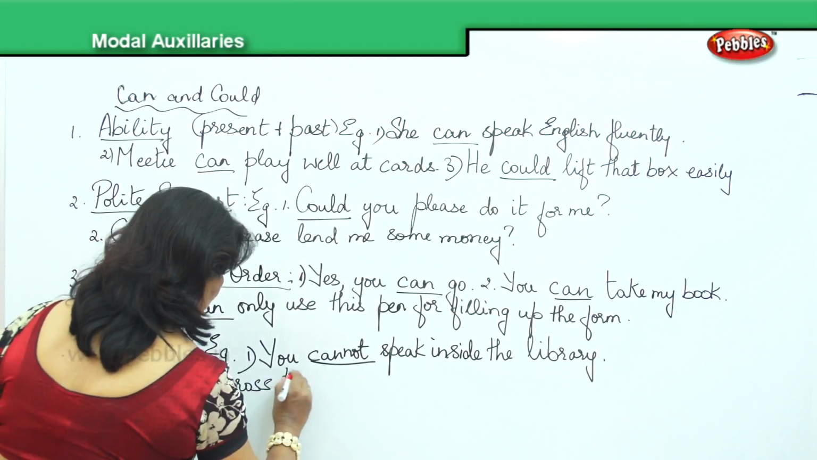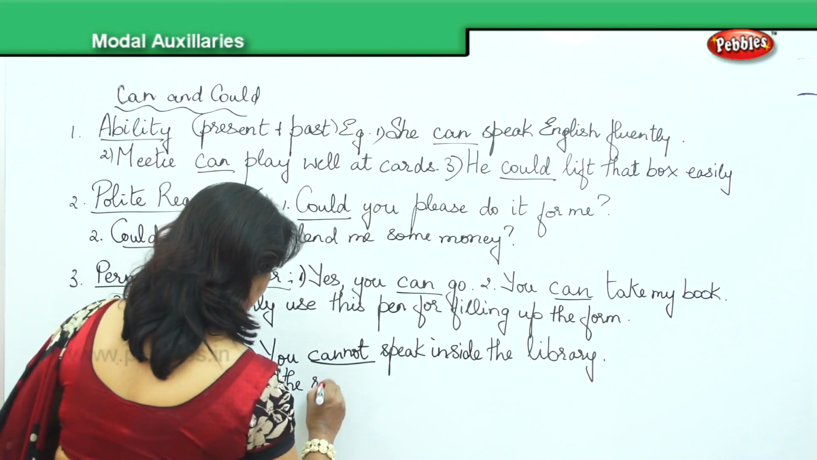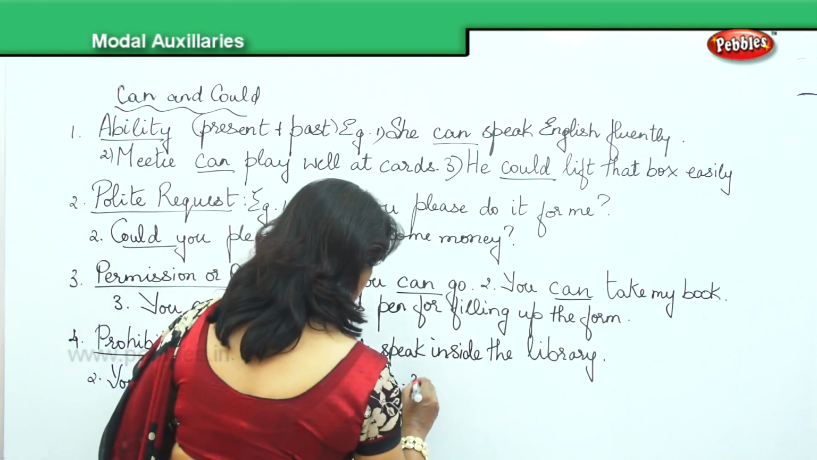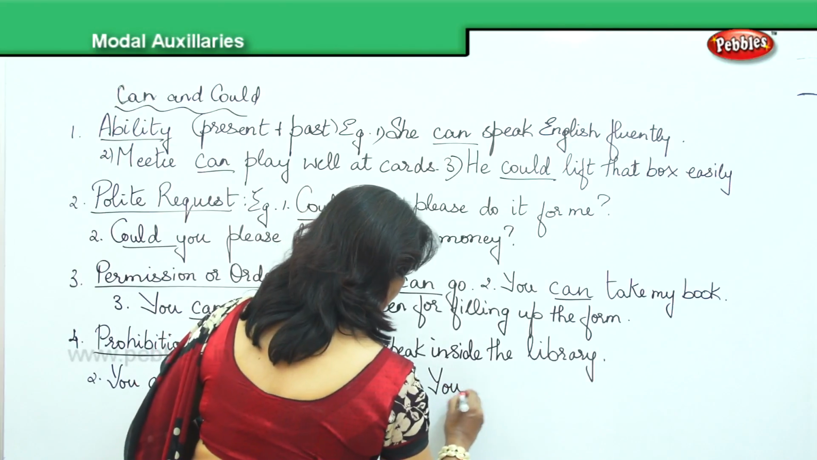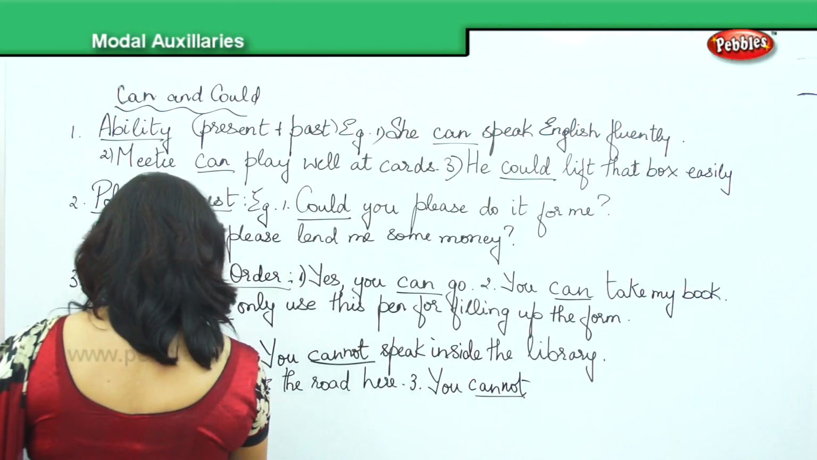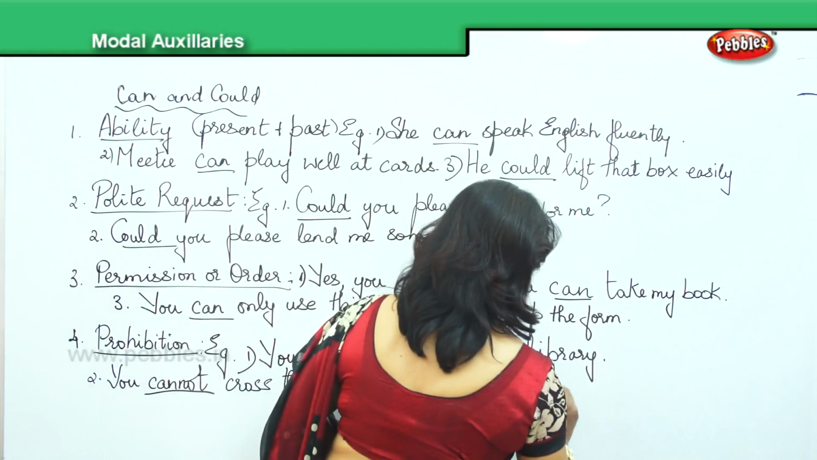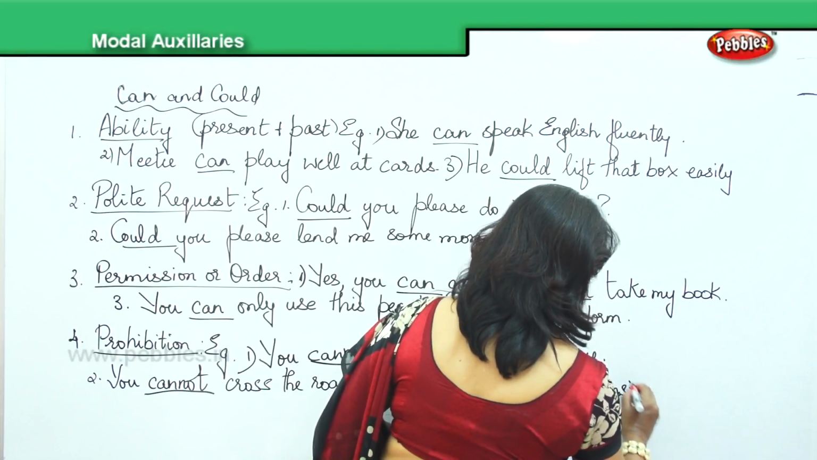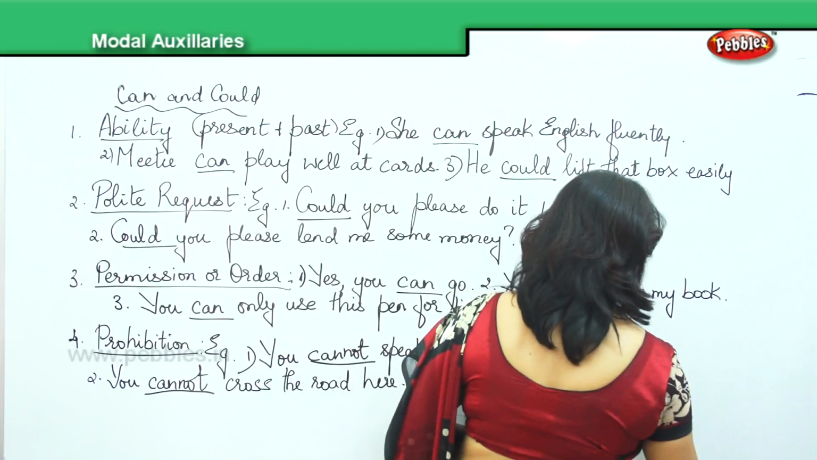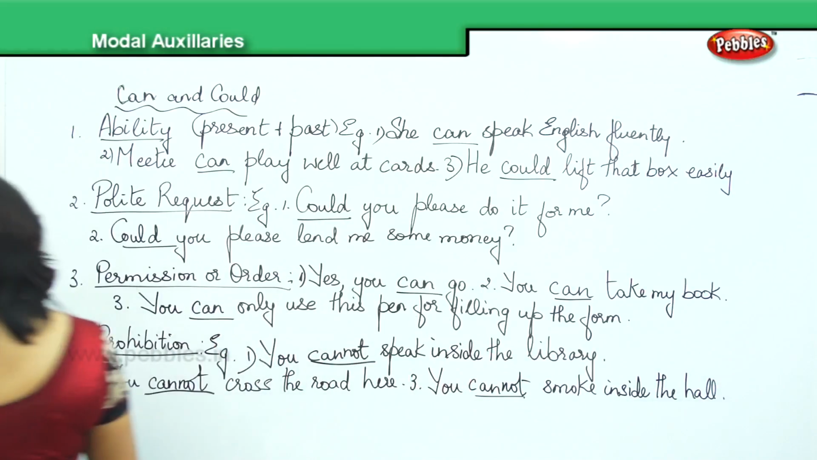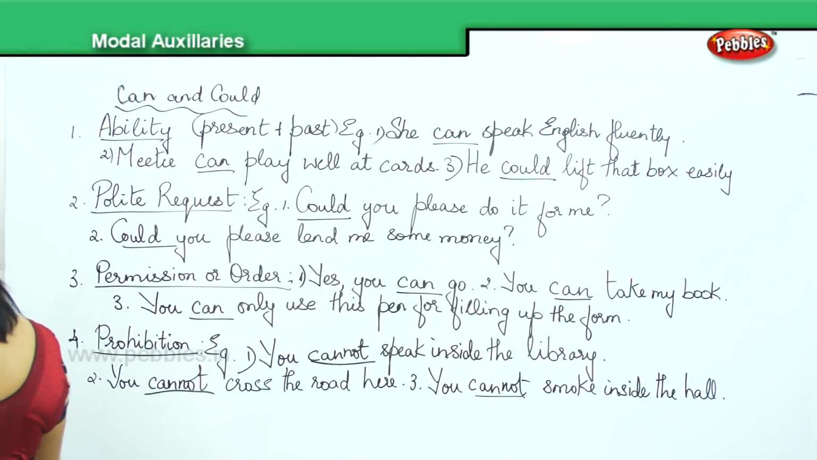You cannot cross the road here. You cannot smoke inside the hall. Okay, this is prohibition. Next one.